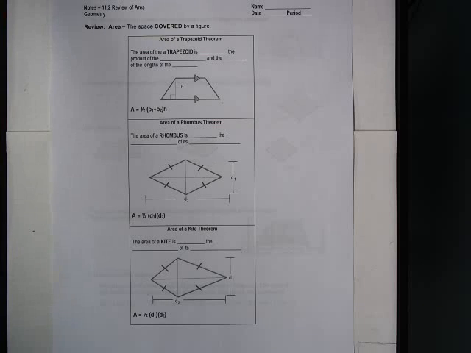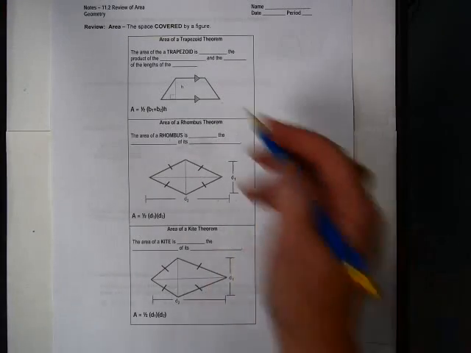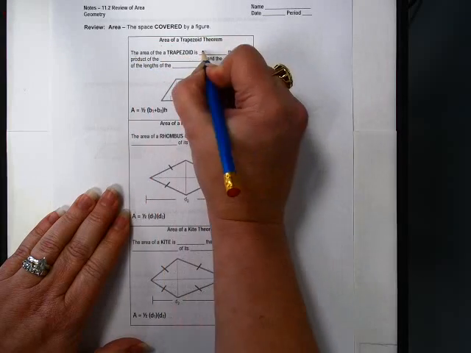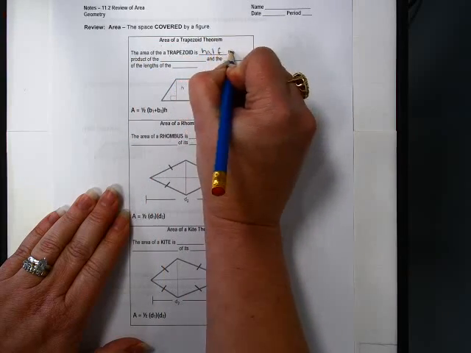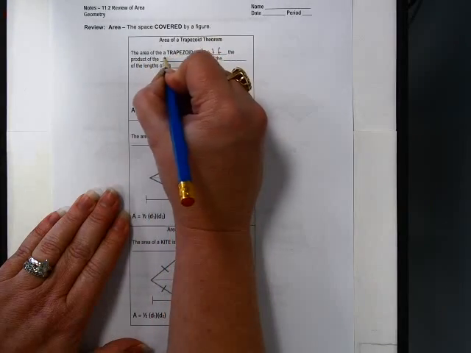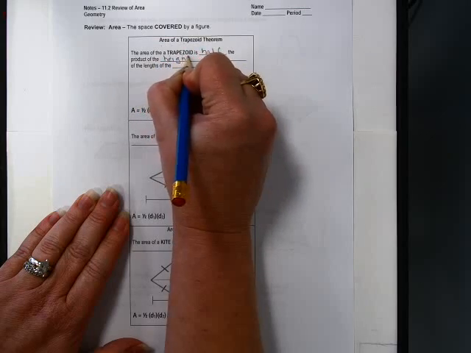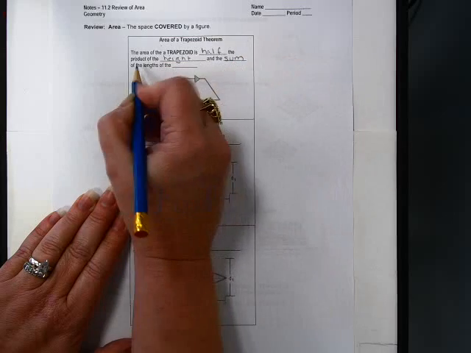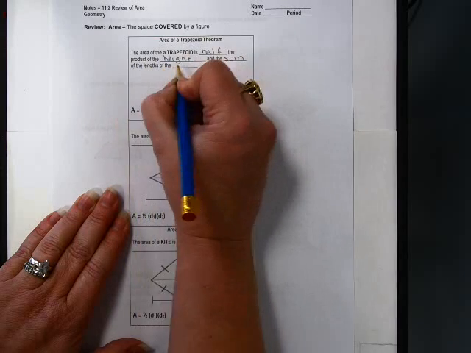Alright students, we are continuing our review of area, and today we're going to be talking about trapezoids and a rhombus and a kite. So let's just start with the area of a trapezoid theorem. The area of a trapezoid is half the product of the height and the sum of the lengths of the bases.